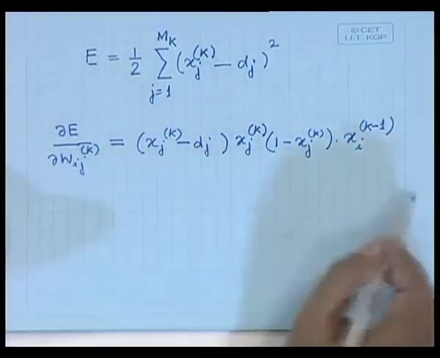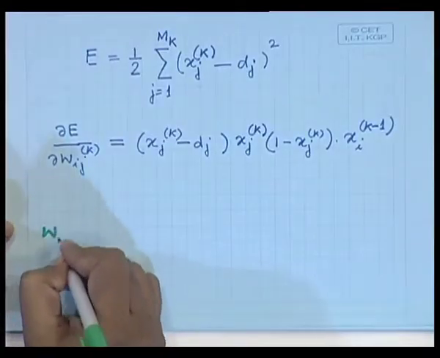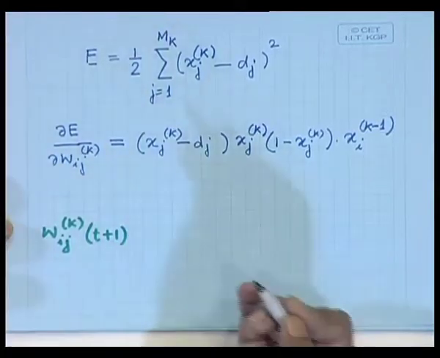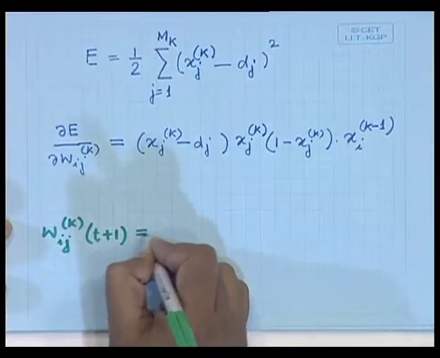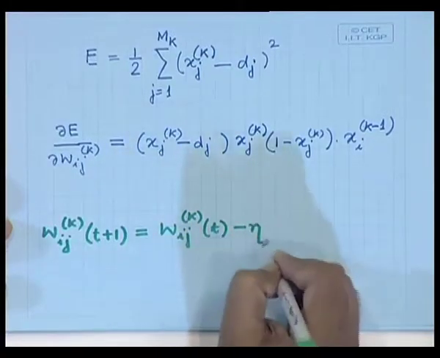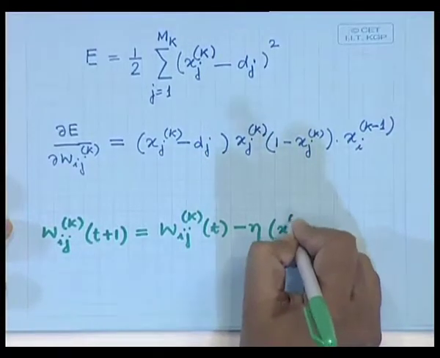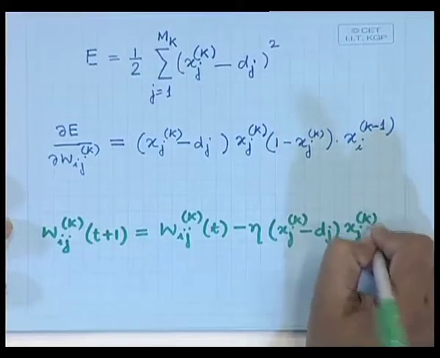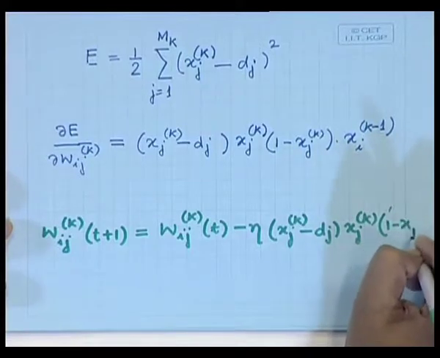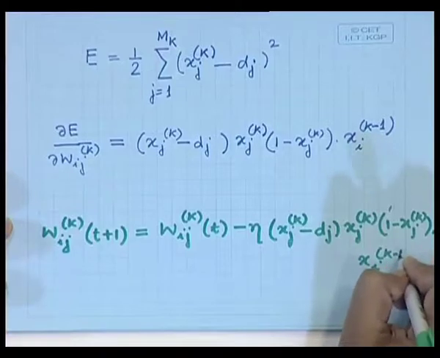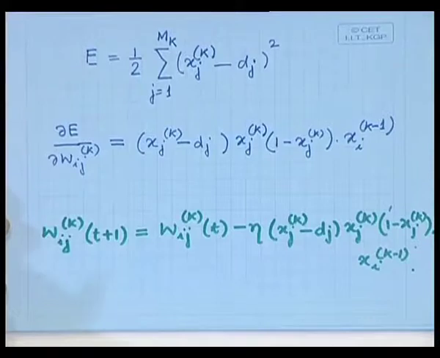This is what we saw in the last class, and following this, the weight updation rule will be of this form: w i j k in iteration t plus 1 from the weight in iteration t will be simply w i j k t minus eta times x j k minus d j, into x j k, into 1 minus x j k, times x i k minus 1. This is the weight updation rule.